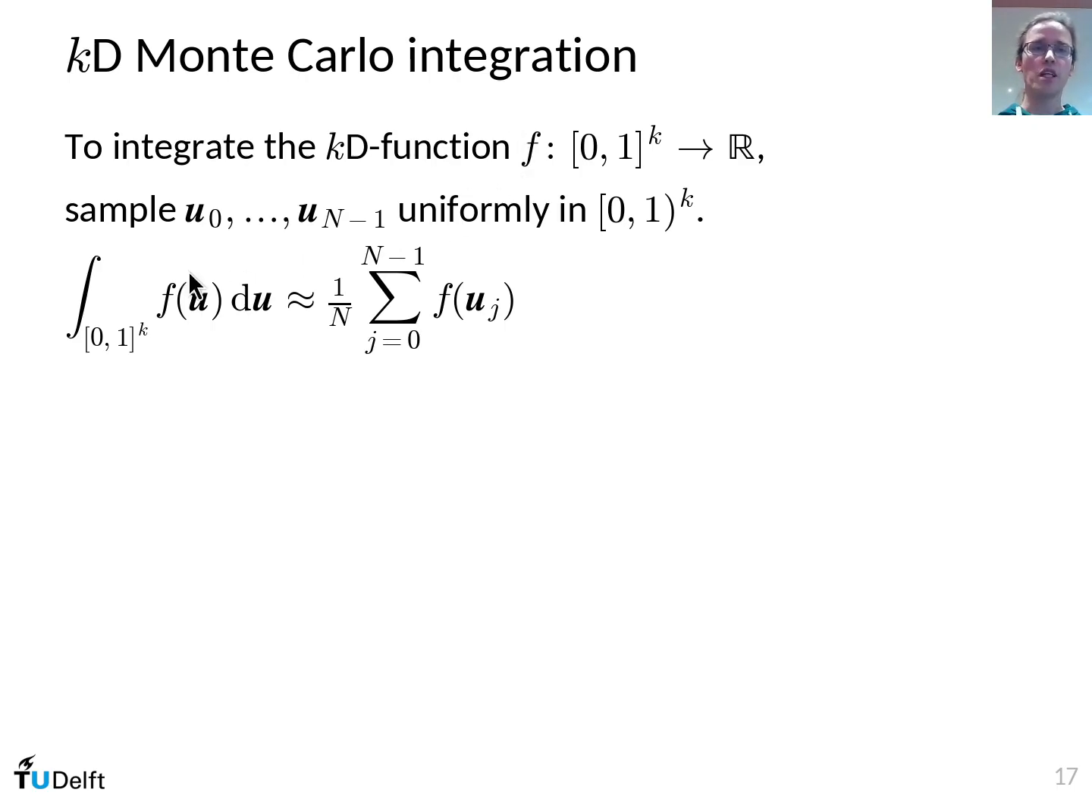Then if we want to estimate the integral over this function, over its entire domain, we take n uniform random samples in this cube. So we just take k uniform random numbers from 0 to 1 and do that n times to get these vectors here. And then we evaluate the function f at each of these random points, and we take the average of the results, exactly as in the 1D case.